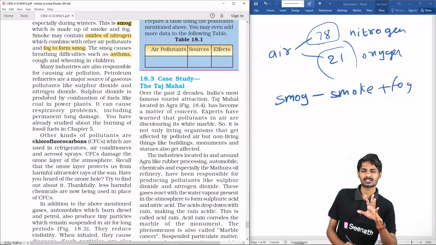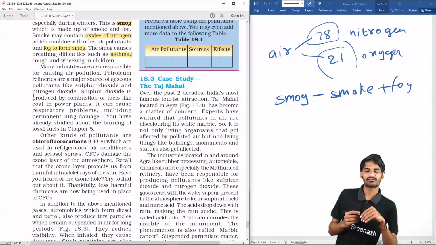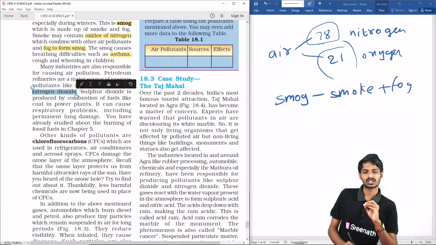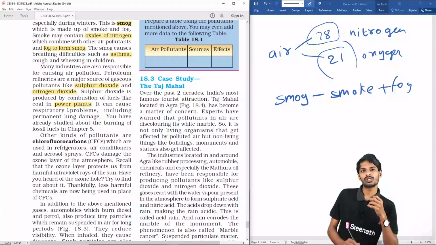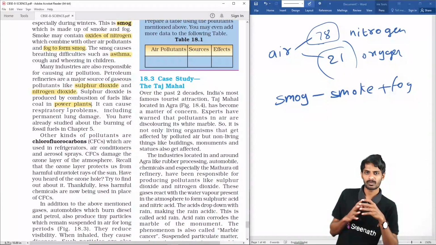And many industries are responsible for air pollution, students. Many industrial areas, mainly petroleum refineries, are the major source of gaseous pollutants like sulfur dioxide and nitrogen dioxide. All these are from the petroleum refineries, students. Sulfur dioxide is produced by combustion of fuels like coal in power plants. In power plants, if coal is burnt, sulfur dioxide is produced. Because of that, so many respiratory problems occur, including permanent lung damage.